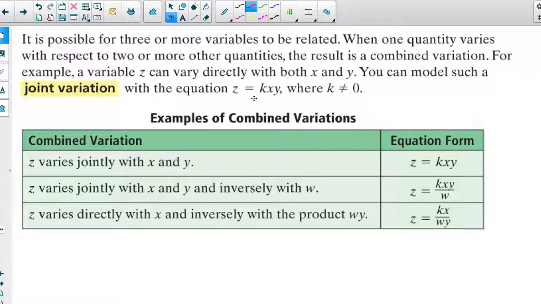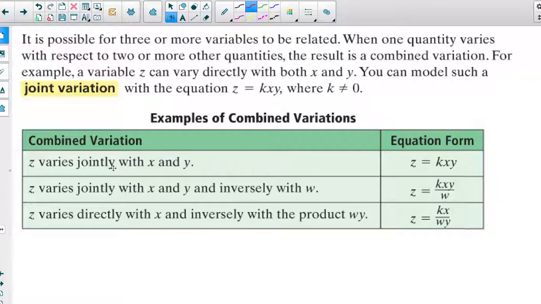And sometimes that can be a little bit tricky because if you just see, for example, z equals xy, you may be tempted to think that it doesn't have a constant of variation when in fact the constant of variation would be 1. So always remember, if there is no explicit constant of variation, then it's usually 1. All right, so now take a look at some of these examples they provided.